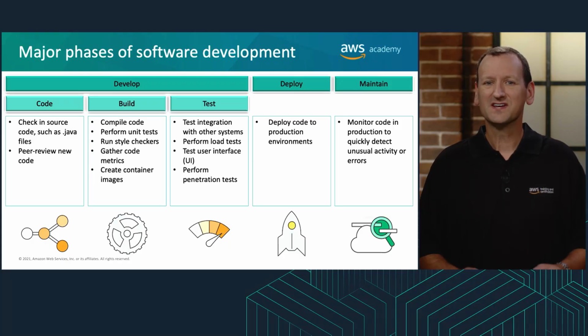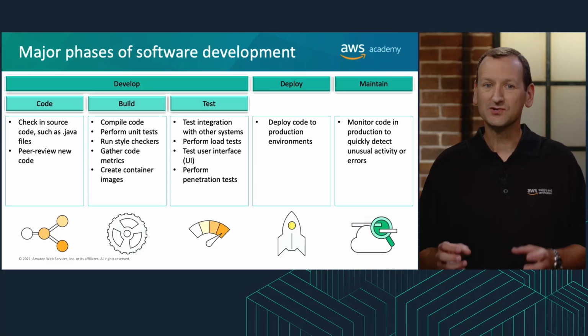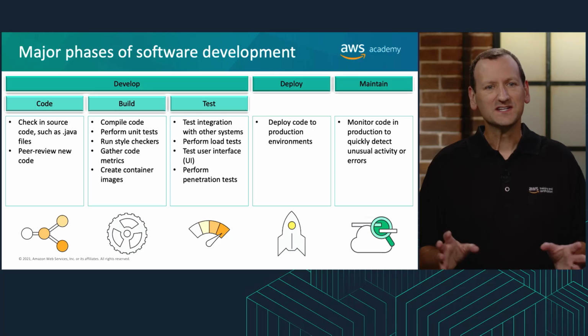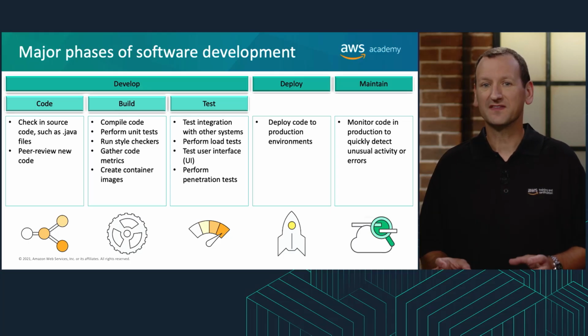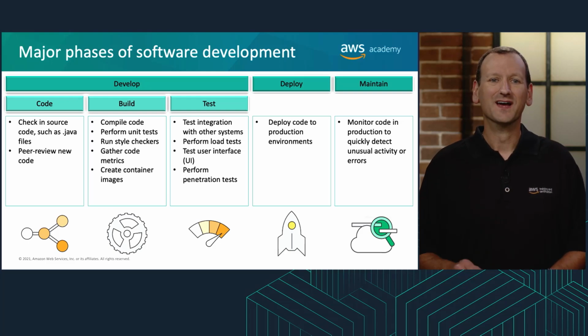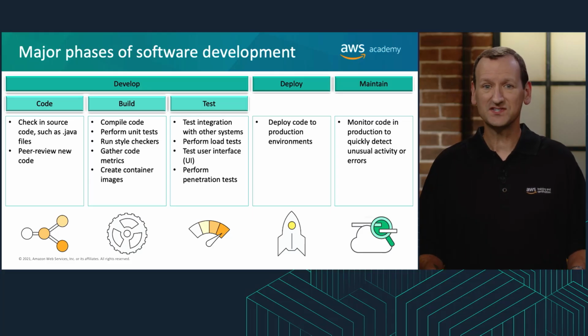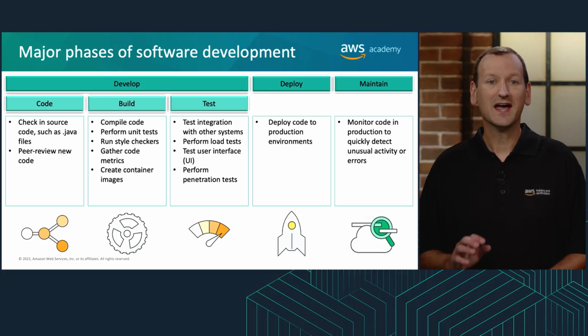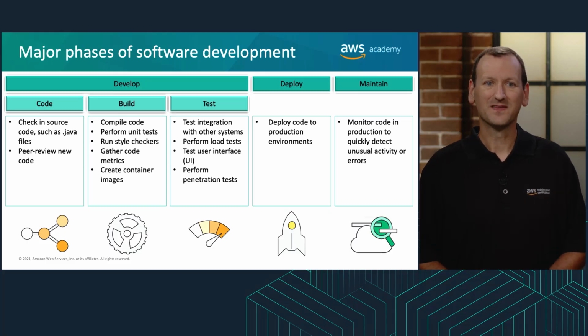In the build phase, developers compile the source code and verify the quality of the code by using different tests. One type of test is a unit test. A unit test is written in code and helps to ensure that the application logic meets requirements. Tools used here include style checkers and code metrics utilities. Other tests include integration tests, load tests, user interface tests, and penetration tests.